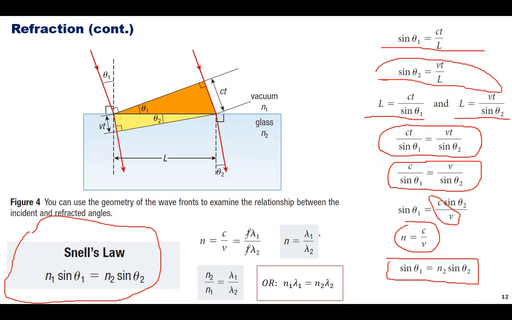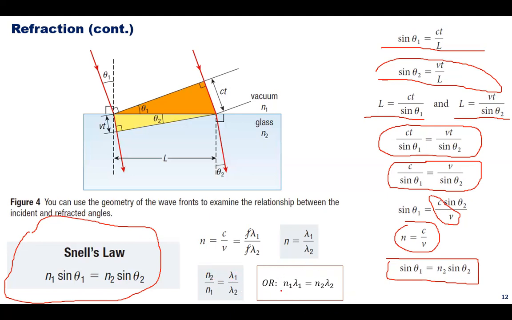So n equals lambda 1 over lambda 2, where lambda 1 is the wavelength of light in substance 1, and lambda 2 is the wavelength in substance 2, where the first medium is not a vacuum. When the first medium is not a vacuum and has index of refraction n1, this equation then becomes n2 over n1 equals lambda 1 over lambda 2.